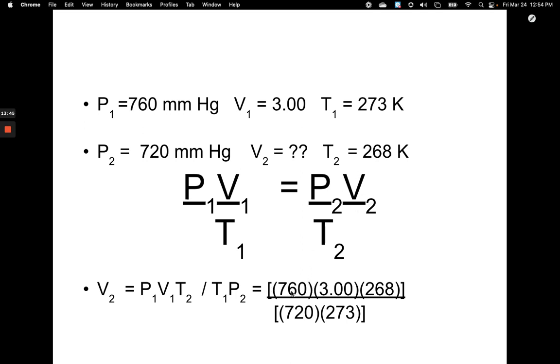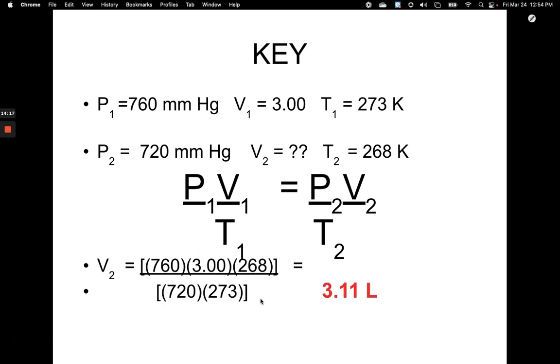So again, we're going to plug in these values. P1 is 760, V1 is 3, T2 is 268, T1 is 273, and P2 is 720. So you got to make sure you put all these numbers in correctly. This is sort of inverted here. This, of course, is the temperature, and that's the pressure, but that's what you have down here. This is the first pressure, the first volume, and the second temperature. And again, that's just solving for V2. So V2 is going to be this. If you solve this correctly, you will get 3.11 liters.